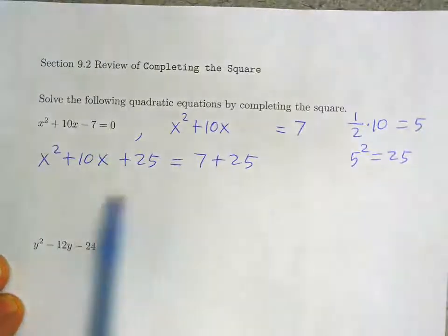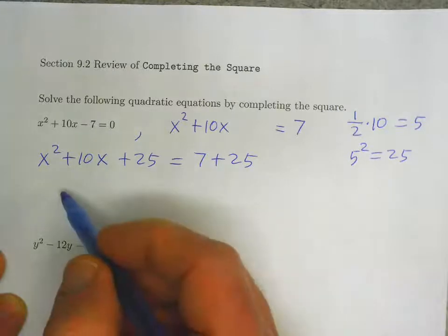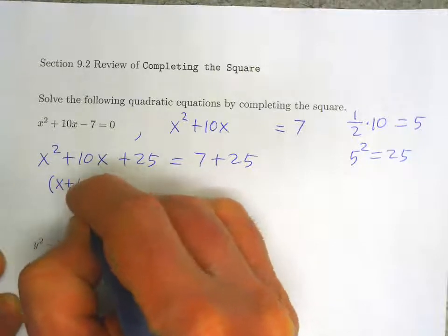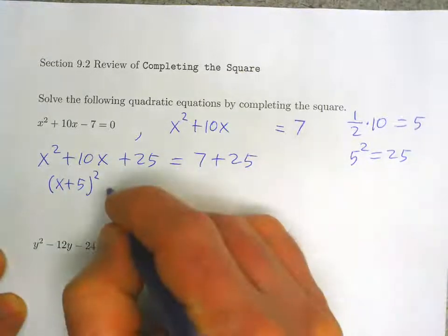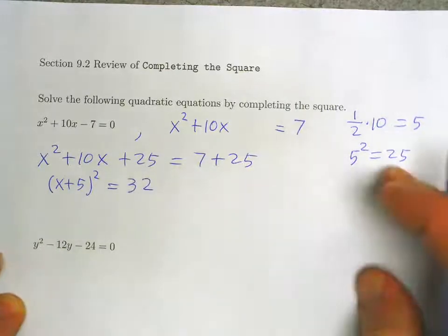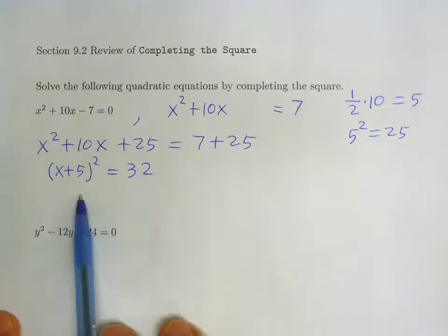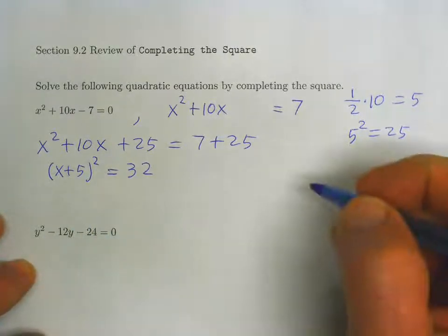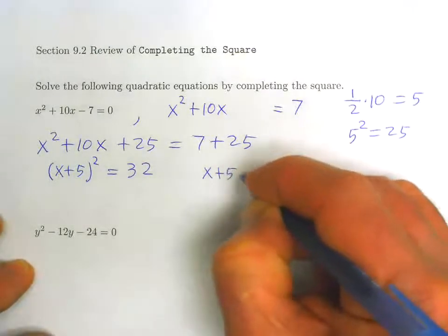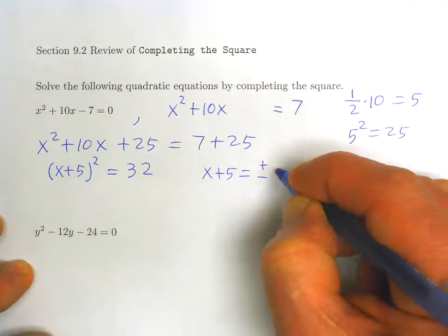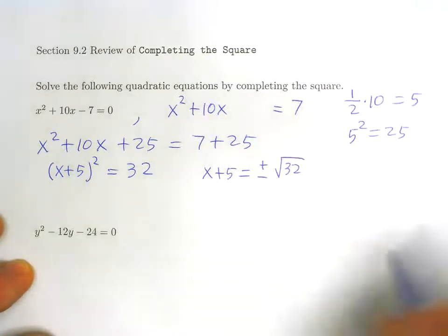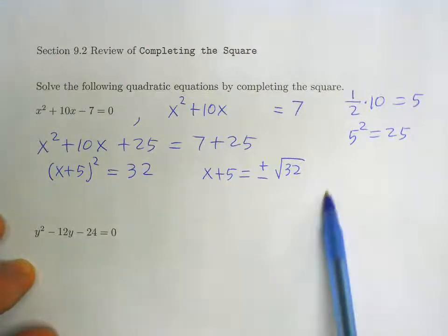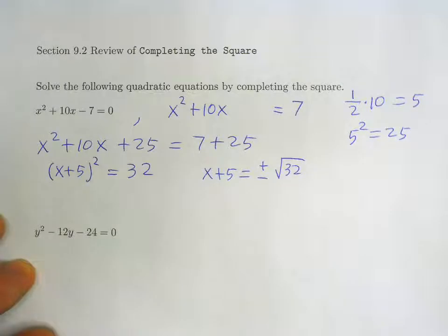And the left-hand side is now a perfect square trinomial. And when we write it in factored form, we write it as x plus 5 squared equals 32. And then to solve for x, now we apply the square root property that we just reviewed. So here we write x plus 5 equals positive and negative square root of 32. The square root of 32 can be simplified, and you're experienced enough to know how to simplify the square root of 32.